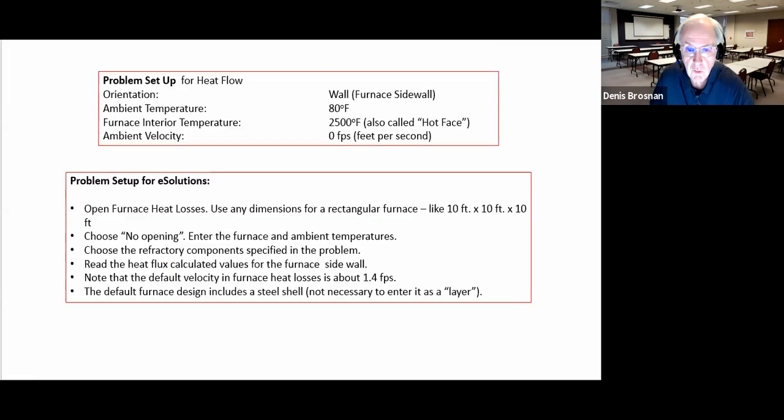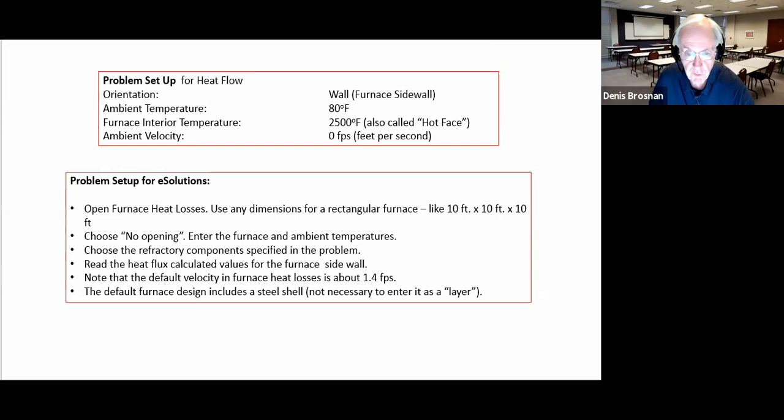And so we set up a problem with a wall orientation with an ambient temperature of 80 degrees Fahrenheit in inch-pound units, and we're going to have a furnace interior temperature of 2,500 degrees. So that's a pretty common temperature for clay products, maybe some refractory products at that temperature. And we're going to assume an ambient velocity of 0 feet per second, still air. So that's how you set up heat flow.